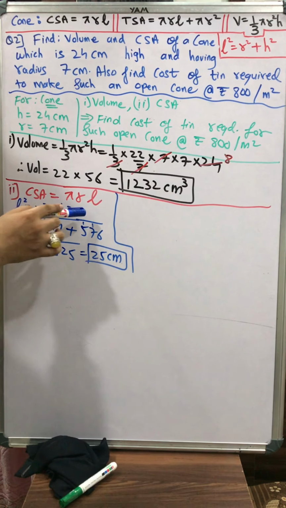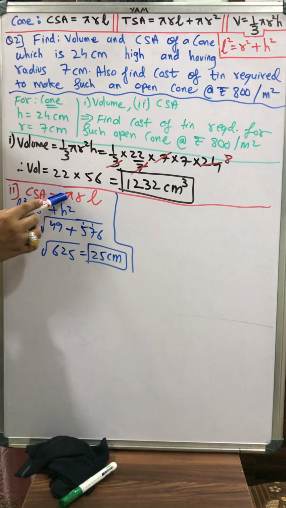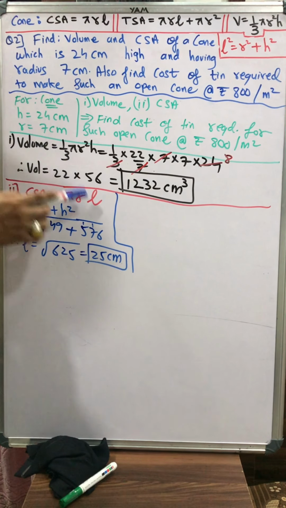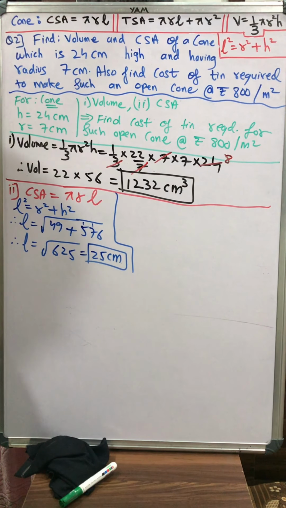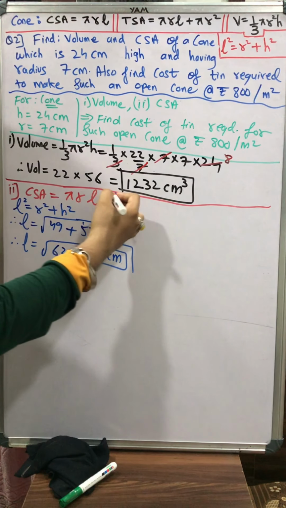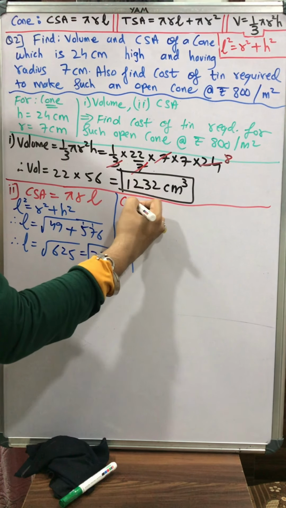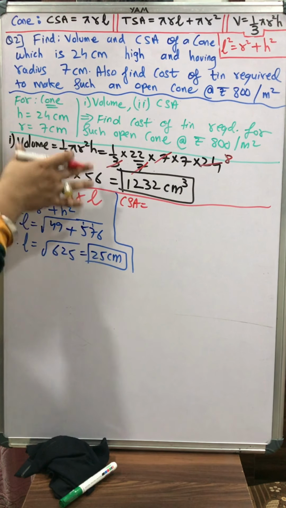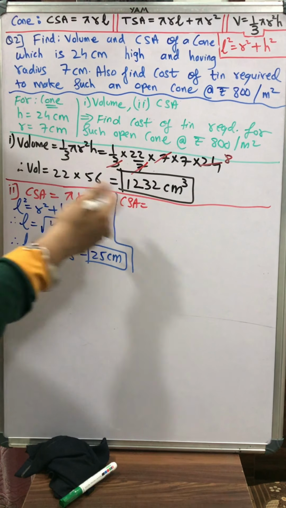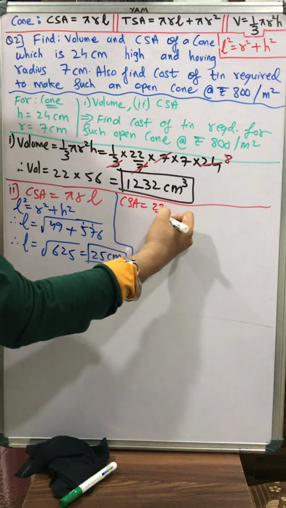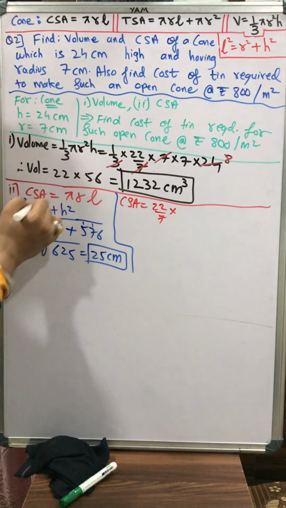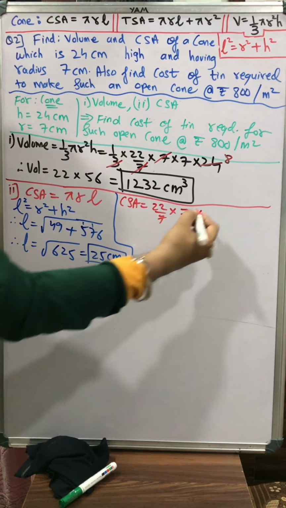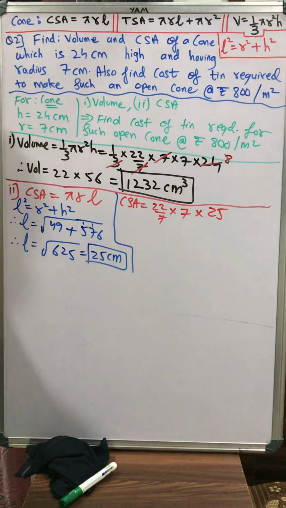Now easily I can find out the curved surface area. Pi is 22 upon 7. R is given to me as 7, and L we got as 25. Okay, let's do it, students. So now curved surface area is equal to, you will not draw this line like this; you will go one below another. I don't have place, that's why I'm doing this. Pi is 22 upon 7 multiplied by R. R is 7, multiplied by L. L is 25.